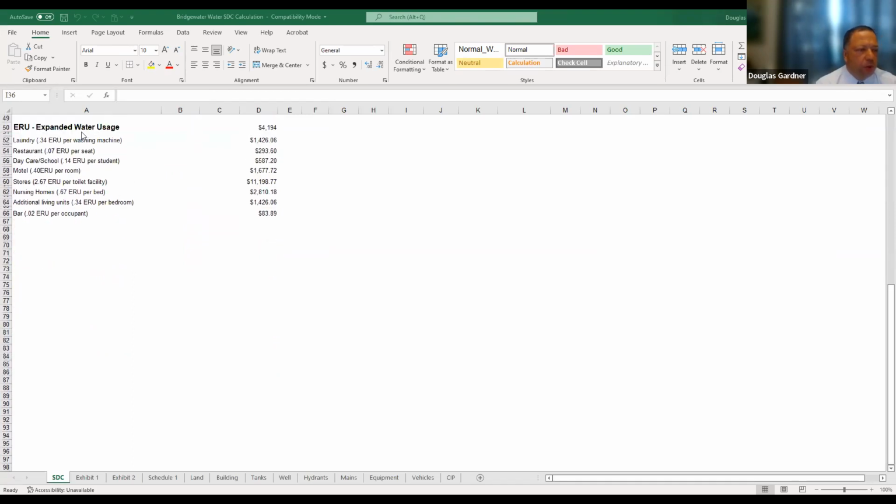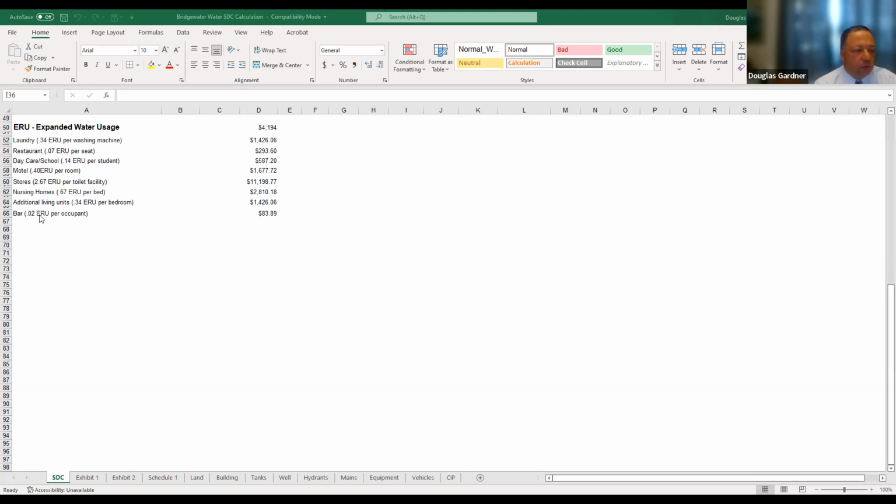So here's the ERU expanded usage. The calculation came out to be $4,200. If a laundromat wanted to expand their capacity, it's determined that each washing machine would be 0.34, or 34%, of a single ERU. So you would take the 34% multiplied by the 4,200, and it would come out to 1,426. The restaurant is a 7% ERU per seat. Daycare is 14%. Motel, stores, nursing homes, additional living room, this is the bedroom.